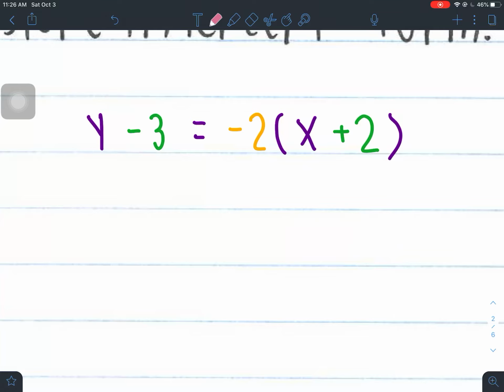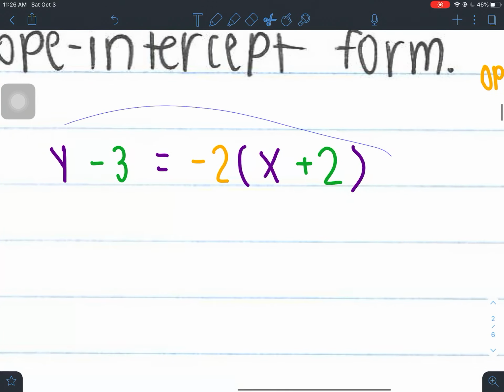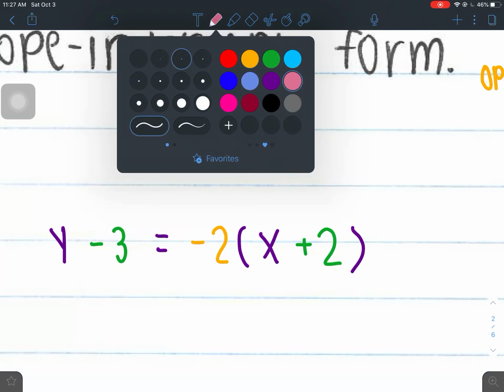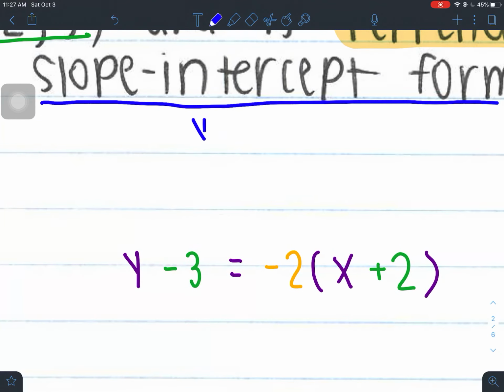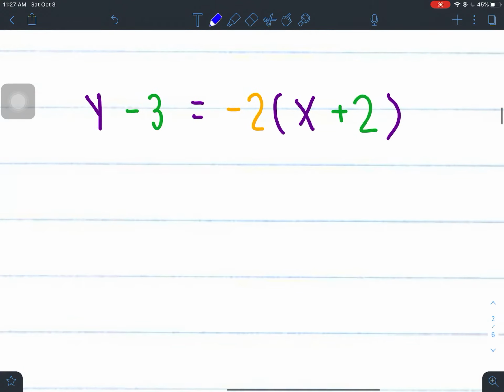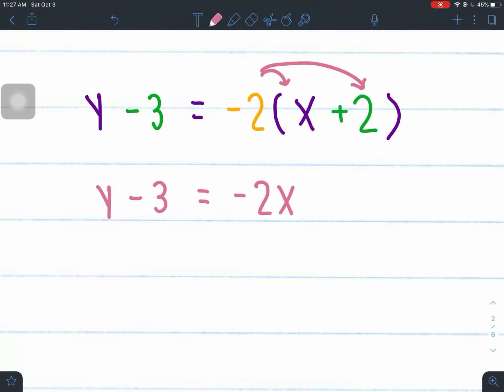All right, now we're going to distribute, because what kind of form do we want our final answer to be in? We want it to be in slope-intercept form when we finish this. So slope-intercept form is y equals mx plus b. So in the very end, we want this to be in slope-intercept form. So first step is we're going to distribute. We have y minus 3 stays the same. Negative 2 times x is negative 2x. Negative 2 times 2 is negative 4.